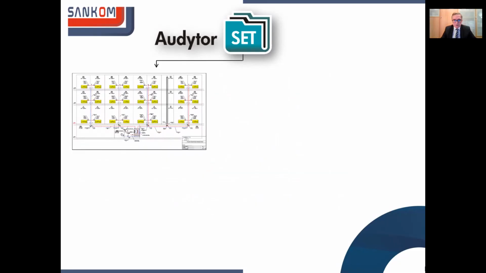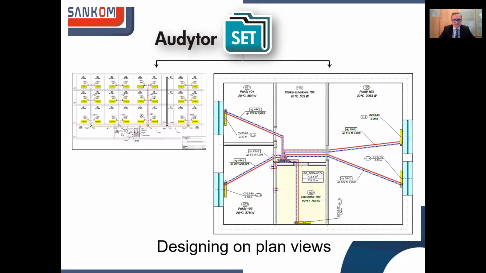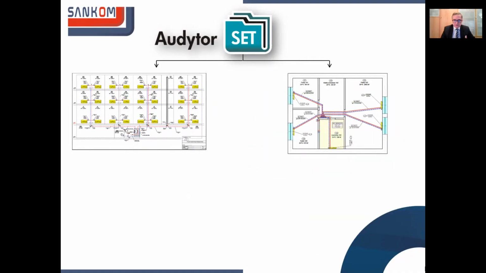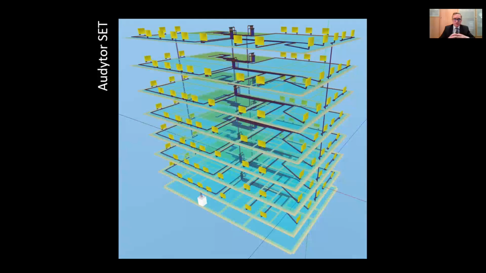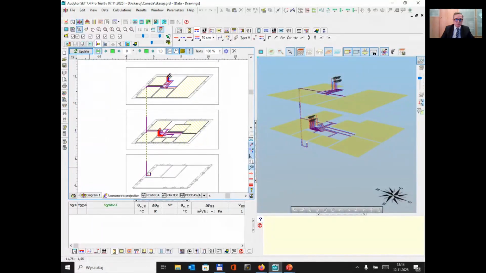And the second, more modern, more advanced method is designing on the plan views. I think this method is much more efficient. The general idea is that we draw the system on the flat plan view, because it's much faster and easier than in 3D, but the program creates the 3D model automatically. The third dimension is created automatically by the program. So that was the introduction. Now let me show you the program.